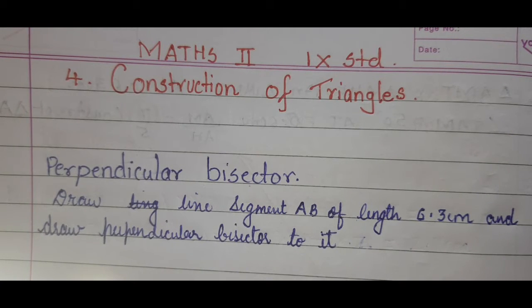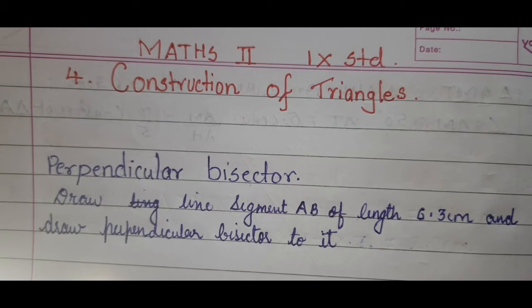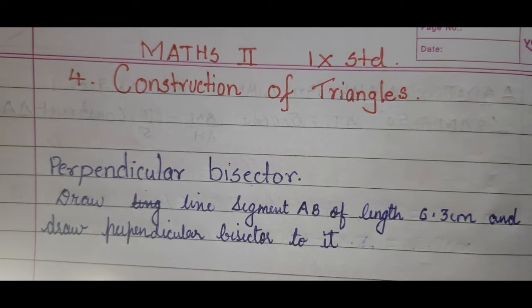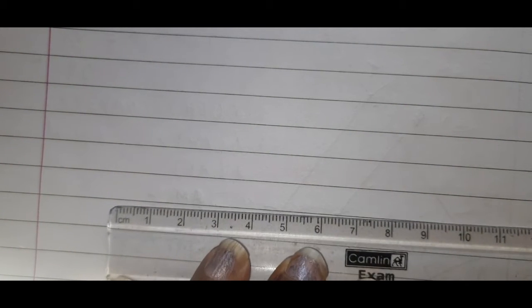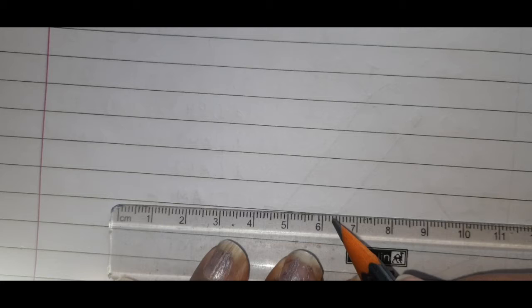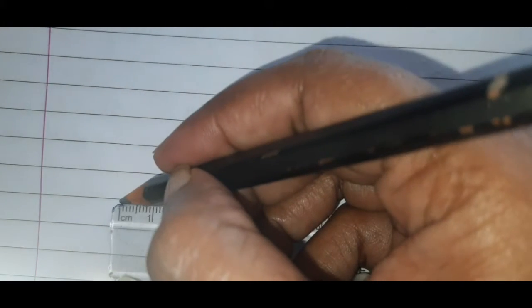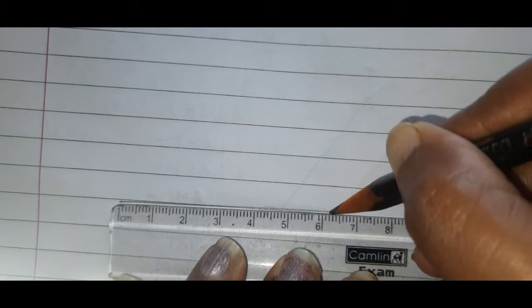Okay, so the very first thing, the question is given to us: draw a line segment AB of length 6.3 centimeter and draw perpendicular bisector to it. For that we will need a line segment of measure 6.3 centimeter. So here I think you are able to see. So 6.3 means after 6, 3 lines, right? So I'll start from here, 0 to 6.3. Okay. So this is my line segment AB.